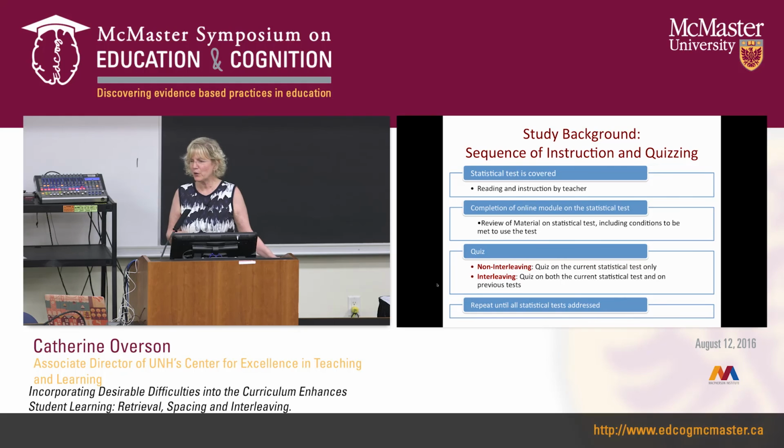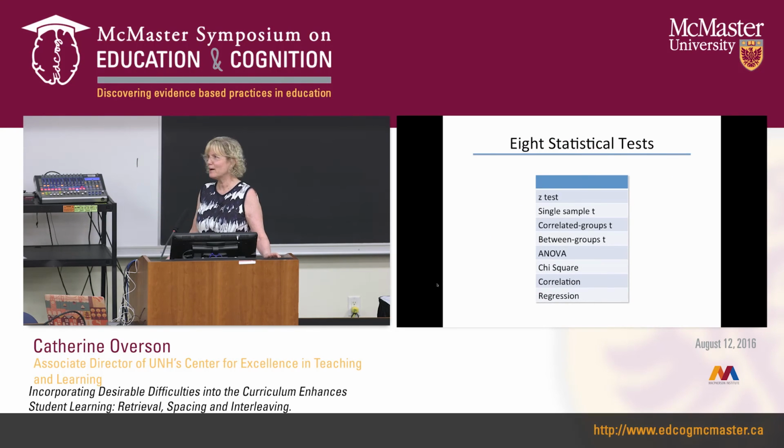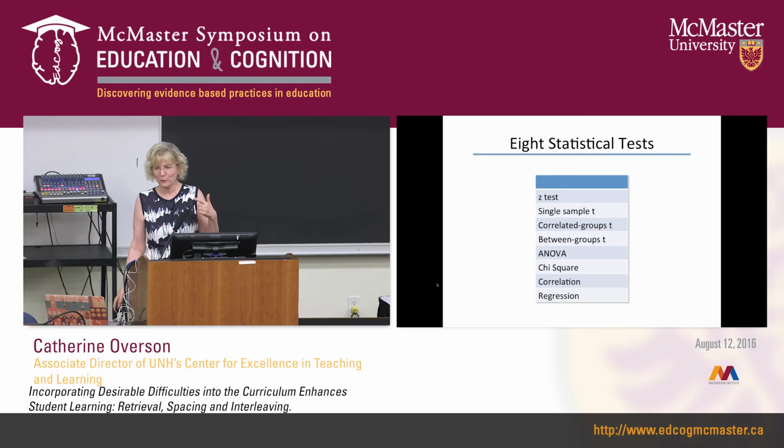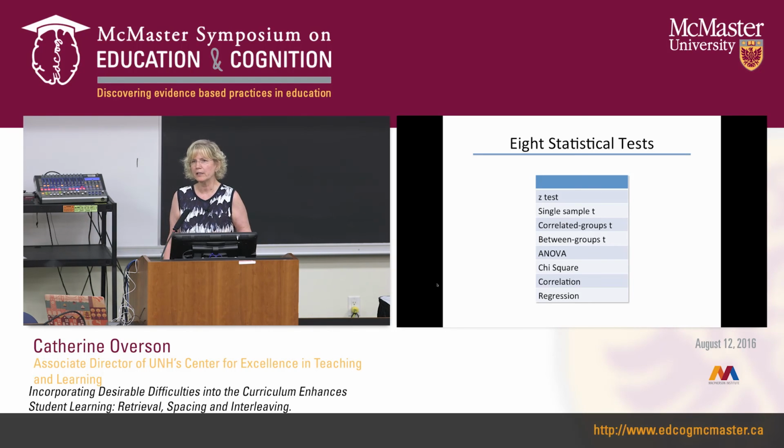Okay, so the statistical tests that we cover are up here in the order that we cover them. For example, in the correlated groups t-test, students in the interleaving group would get questions related to that and questions related to the other ones. Our goal here was to try to improve students' learning and memory for when to apply a particular test to a given research scenario.